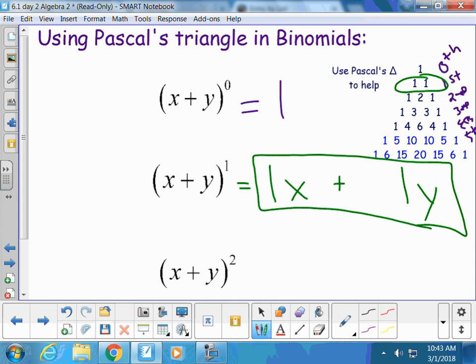Alright, let's get to the squared one. So for the squared one, we'll use the numbers in the second layer as our coefficients. So our coefficients will be 1, 2, and 1. And I write them out and I leave a lot of blank space because that's when we put the stuff in.